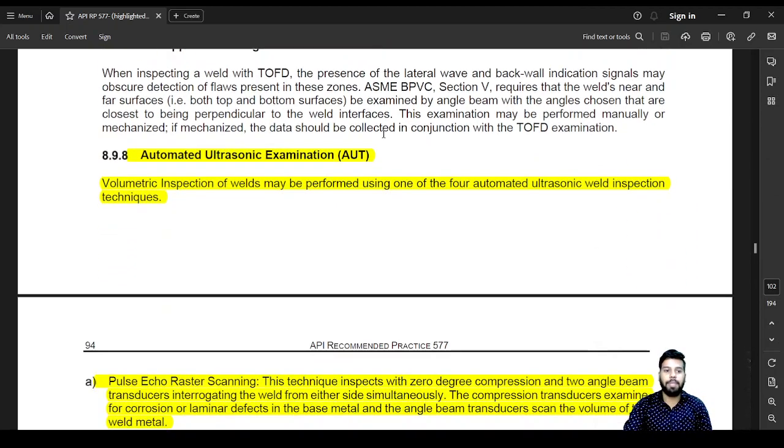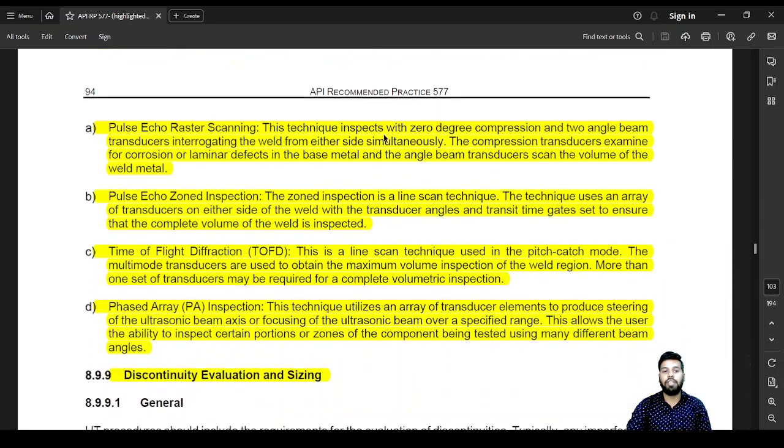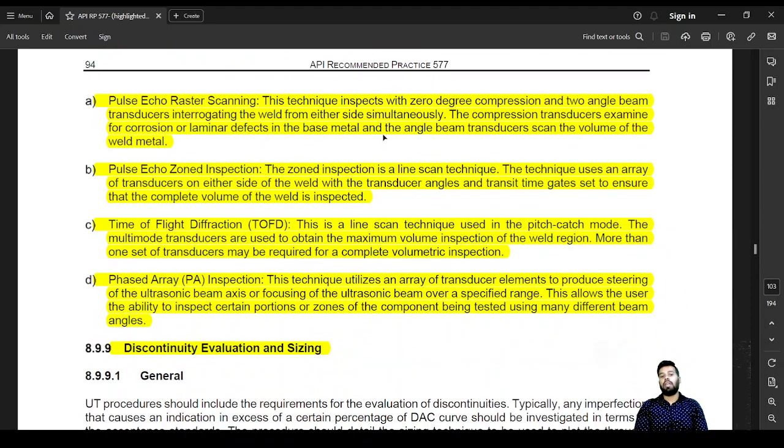Supplemental angle beam examination, automated UT can also be done. So volumetric inspection of weld may be performed by using one of the 4 automatic weld inspection techniques: pulse echo raster scanning. The technique inspects with 0-degree compression and 2 angle beam transducers interrogating the weld from either side simultaneously. The compression transducer examines for corrosion or laminar defects in the base metal, and the angle beam transducers scan the volume of the weld metal.